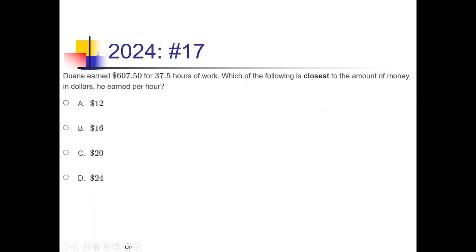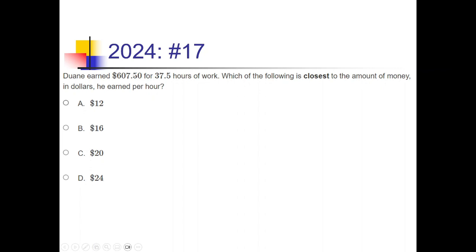For number 17, we have Dwayne earning $607.50 for 37.5 hours of work. Which of the following is closest to the amount of money he earned per hour? So one thing to keep in mind on this problem, this is in the no calculator section, so we basically have to estimate this. And the best way to estimate the total is by estimating these original amounts.